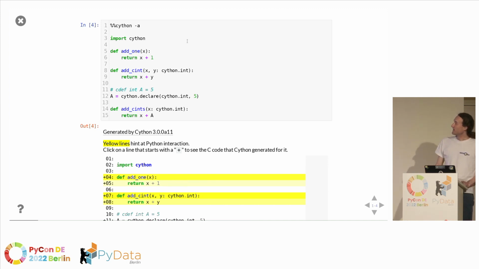So %%cython, as I said, compiles the cell in Cython, and as you can see, that's totally normal Python code that I have in there. Even the import cython, that's just for type annotations that I'm then using, but otherwise it's just normal Python functions, just trivial examples here.